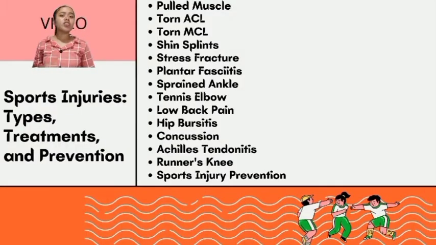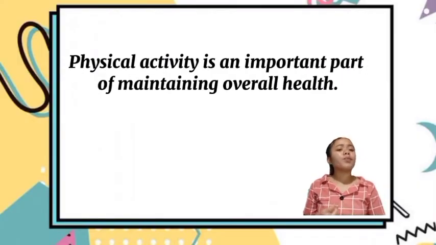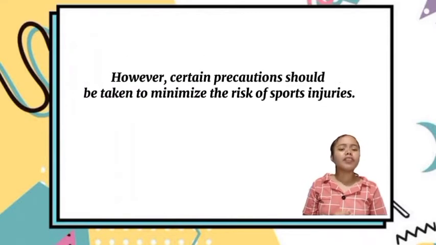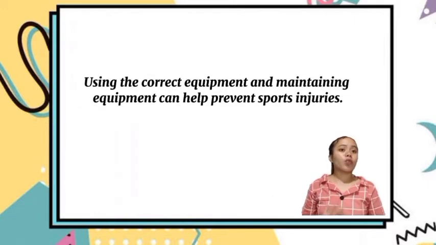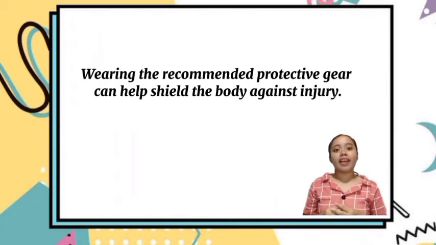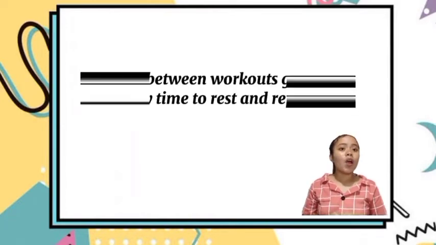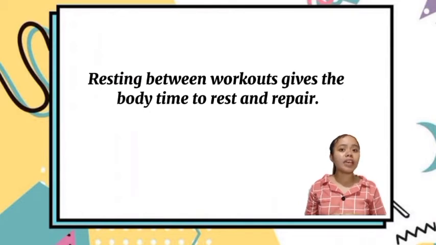The last one is sports injury prevention. Physical activity is an important part of maintaining overall health. However, certain precautions should be taken to minimize the risk of sports injuries. Using the correct equipment and maintaining equipment can help prevent sports injuries. Wearing the recommended protective gear can help shield the body against injury. Resting between workouts gives the body time to rest and repair.